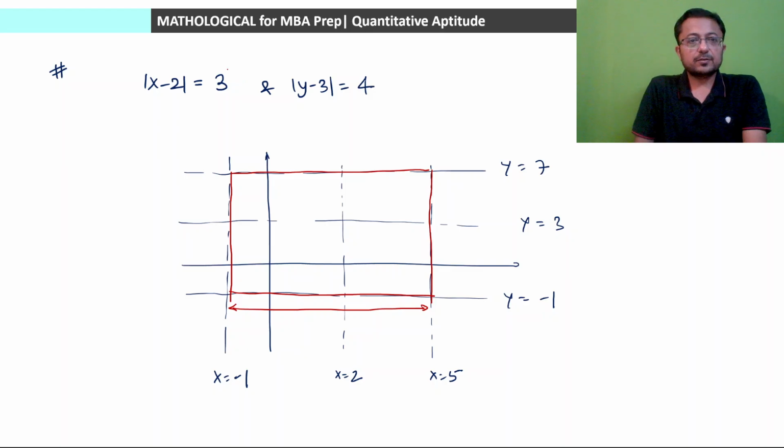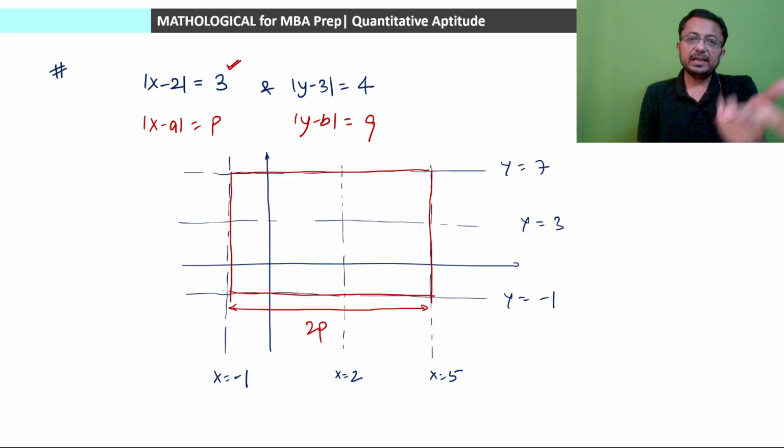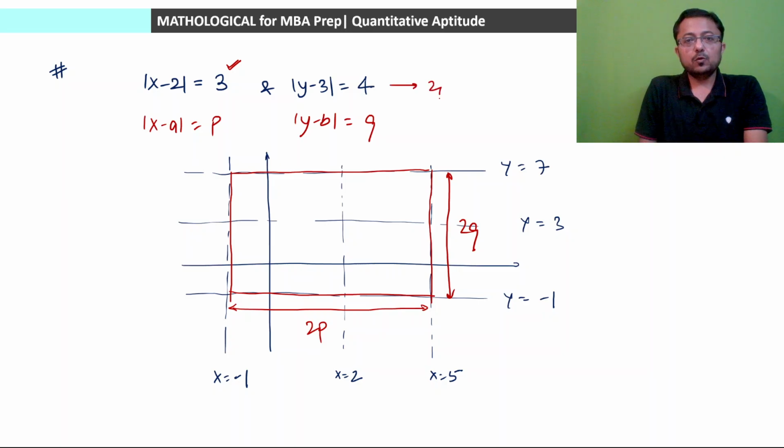This dimension is equal to, if this is mod of x minus a, this is equal to p, and mod of y minus b, this is equal to q. So this length is basically 2p, because the distance from a is equal to p, so a plus p and a minus p. Similarly, this length will be 2q. So the area of the rectangle will be 2p into 2q, which is equal to 4pq.